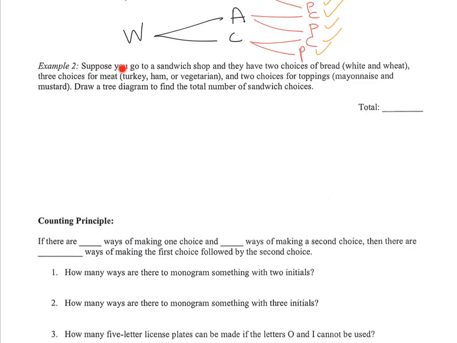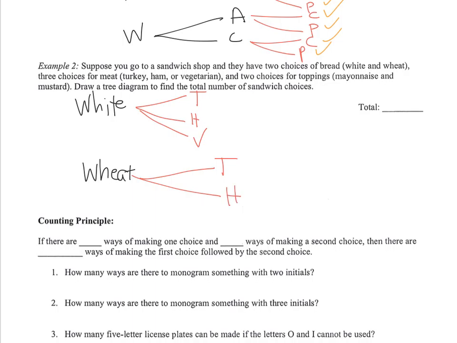Next example, suppose you go to a sandwich shop and they have 2 choices of bread, white and wheat. So I'm going to make 1 choice white, and I'm going to leave some space, 1 choice wheat, and 3 choices for meat, turkey, ham, and vegetarian. So from each white, you're going to do turkey, ham, veggie, and 2 choices for mayonnaise and mustard for the toppings.